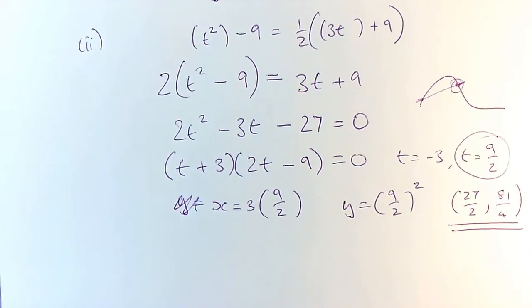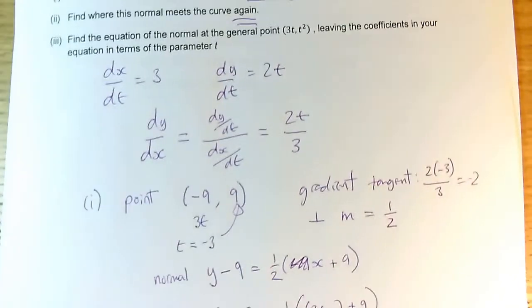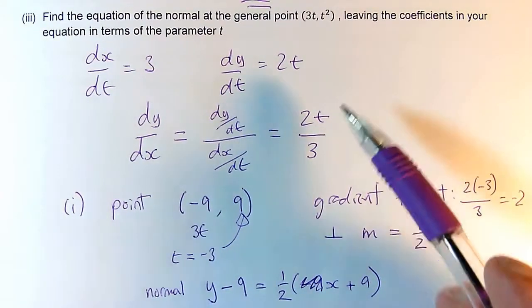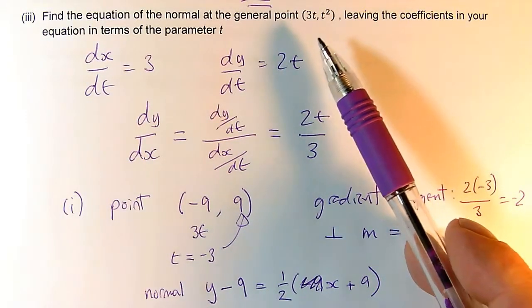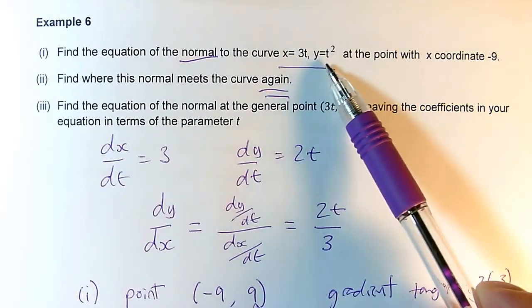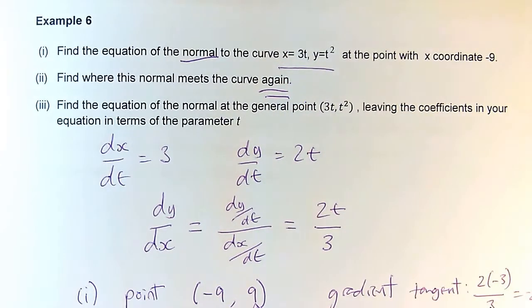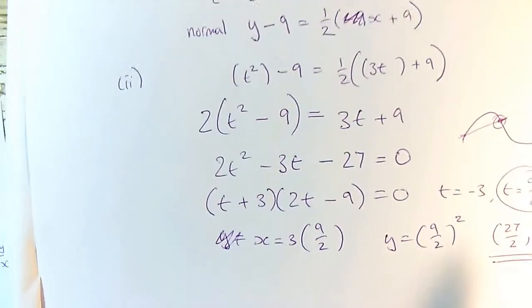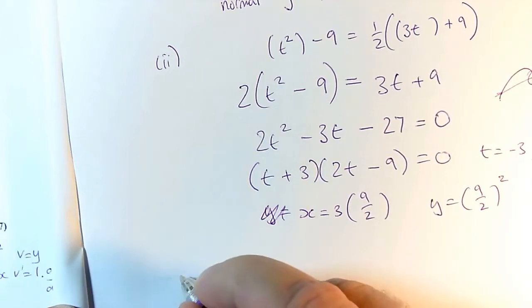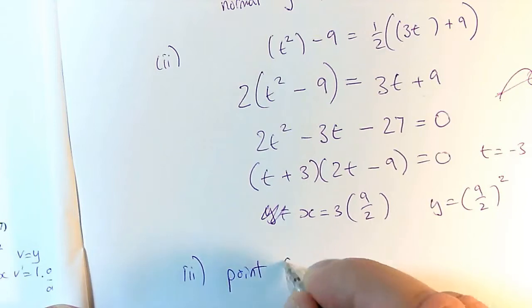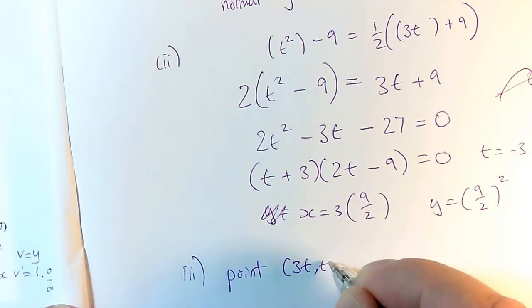Okay, now the third part asks me to do something more general. It asks me to say, well, we're not telling you what t is this time. In fact, let's just say you've got the point 3t, t squared. That's not just made up, that's just using the x and y things in terms of t. So without knowing what t is, we can still go through the same procedure for finding the normal. I still need a point and a gradient, okay? So this time they tell me to use that general point. So the point, no work to do, it's just 3t, t squared.